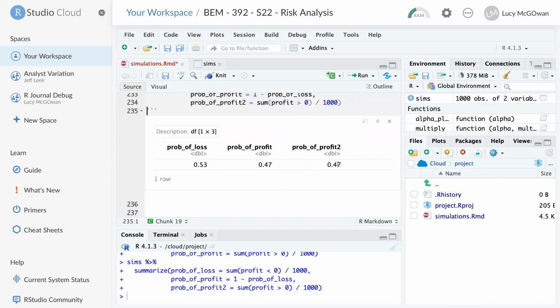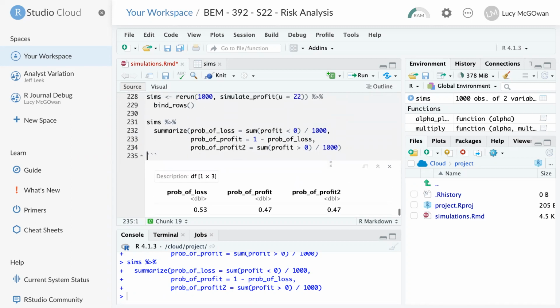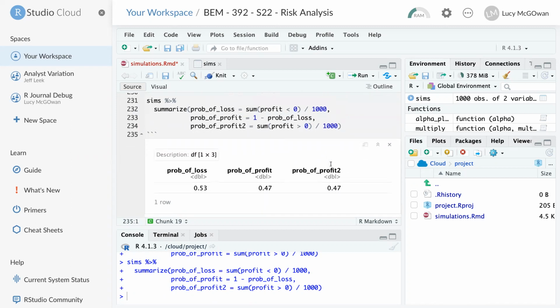and you'll see that these two give us the same answer. So in this case, what this means is that if you have 22 rental units, you have a 47% chance of being profitable, assuming that the rent is $450 and your expenses are normally distributed with an average expense per month of $10,000 and a standard deviation of $1,000.